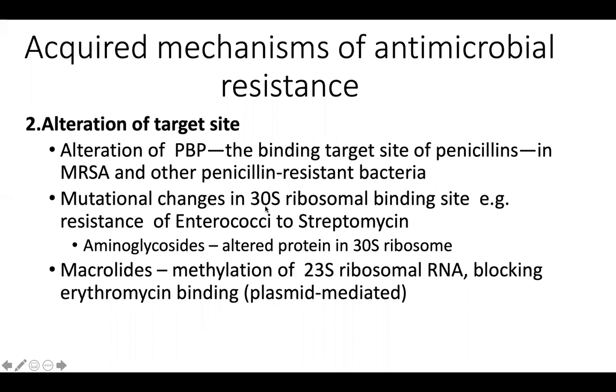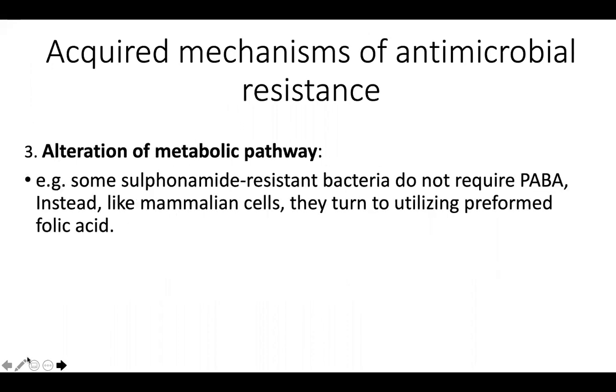You can have mutational changes in the 30S ribosomal binding site. This has been seen in resistance of enterococci to streptomycin. For macrolides, there is methylation of the 23S ribosomal RNA. The 23S is found in the 50S subunit, so this blocks erythromycin binding. Now again, this is plasmid mediated, which is dangerous because it can be shared with other bacteria.